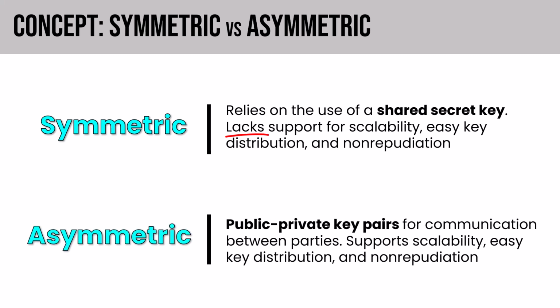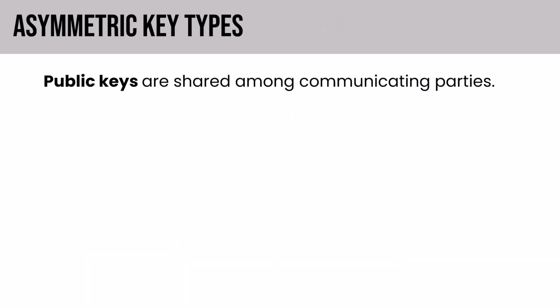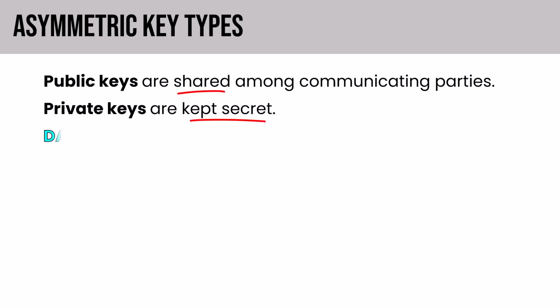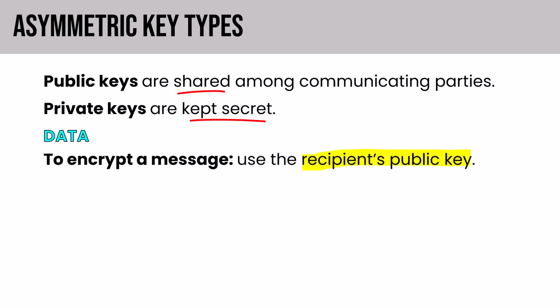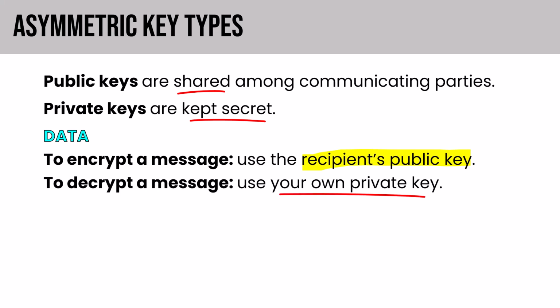Asymmetric, which relies on public-private key pairs for communications between parties, supports scalability, easy key distribution, and non-repudiation. It doesn't mean one is better than the other, it just means their most useful purpose differs. So, asymmetric keys, the public keys are shared amongst communicating parties, private keys are kept secret. So when we're dealing with data to encrypt a message, we use the recipient's public key. To decrypt a message, you use your own private key.